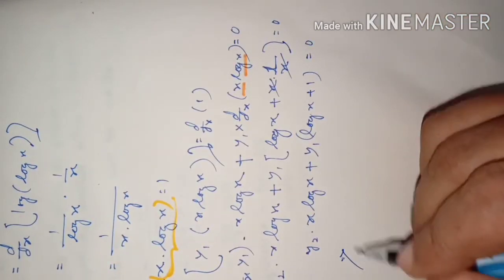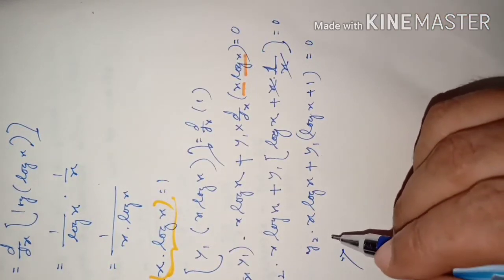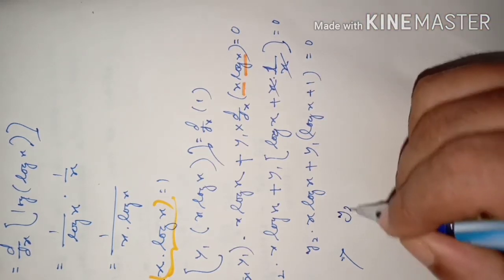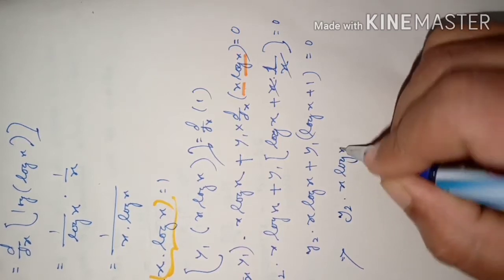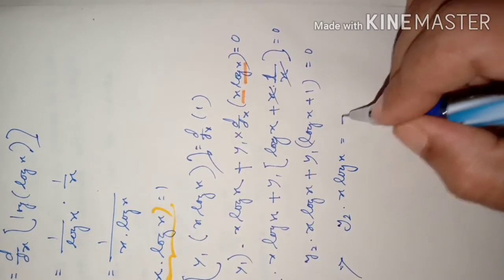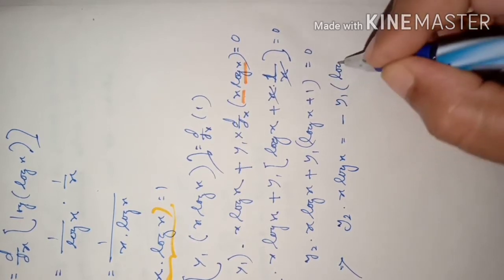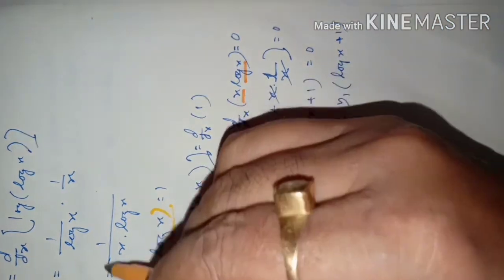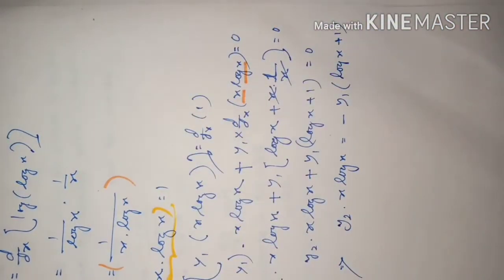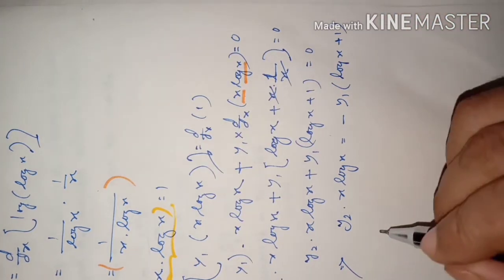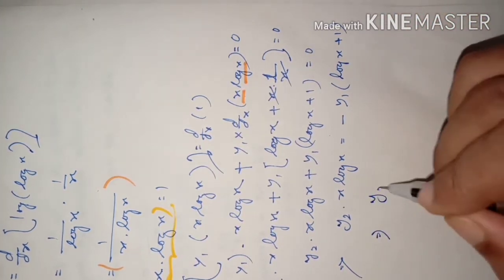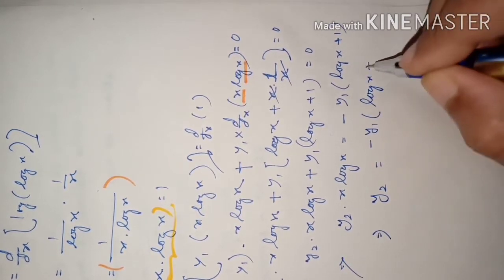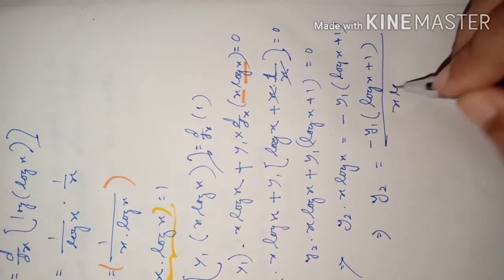Now from here we need to separate y2, the second order derivative. If you take this to that side, it will be y2 into x log x is equal to minus y1 into log x plus 1. And as you know, y1 is 1 by x log x. You can use it here. First let us take this x log x also to that side: y2 is equal to minus y1 into log x plus 1, divided by x log x.